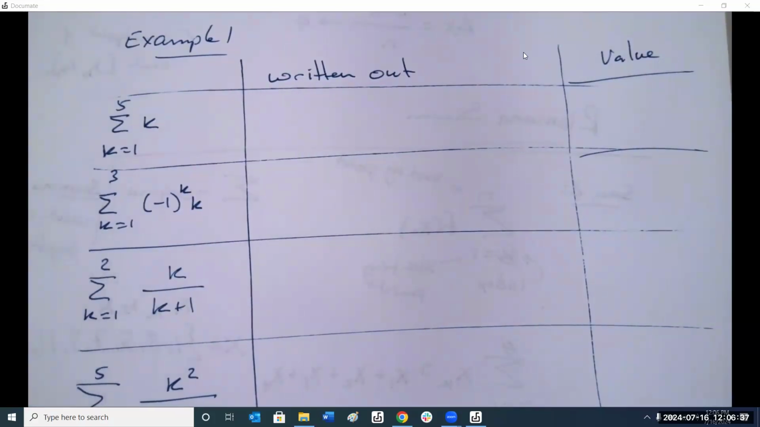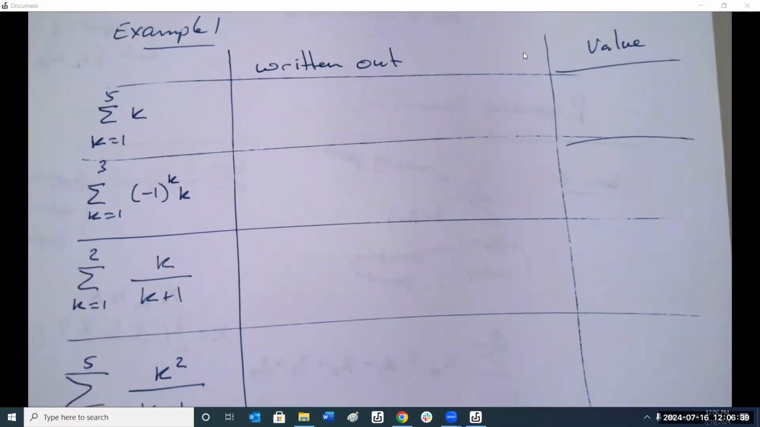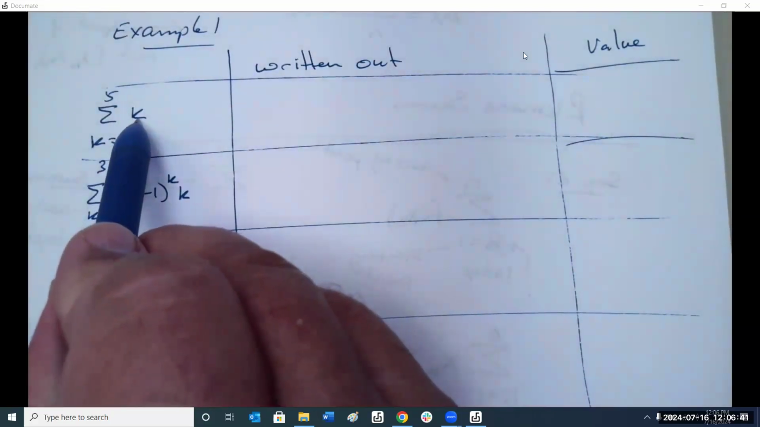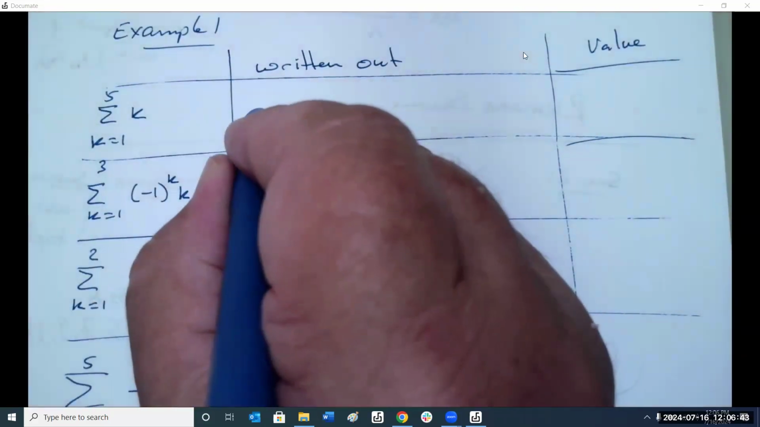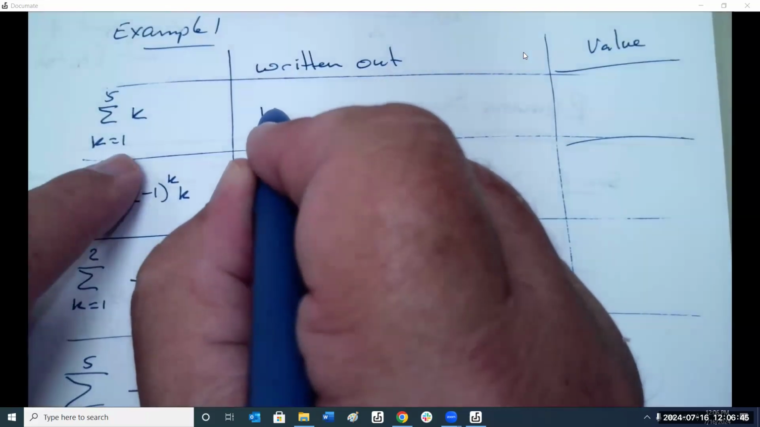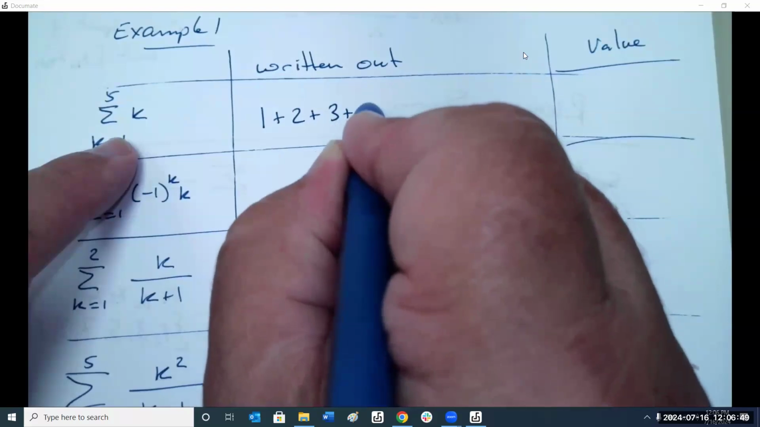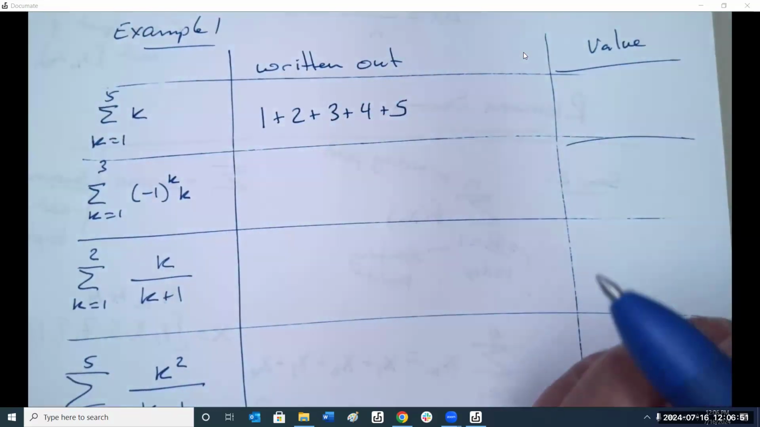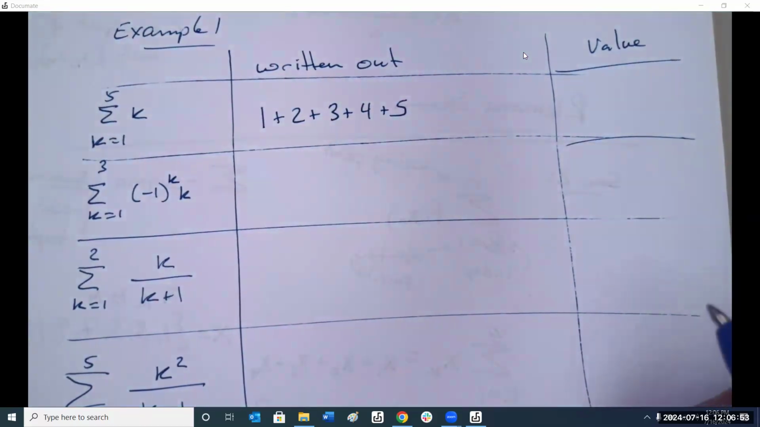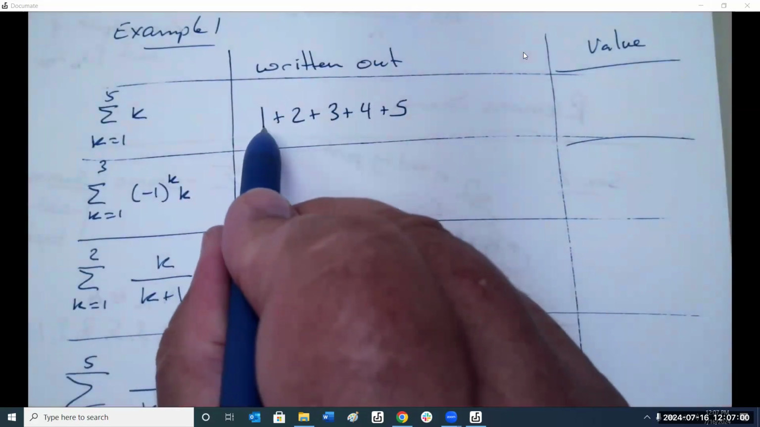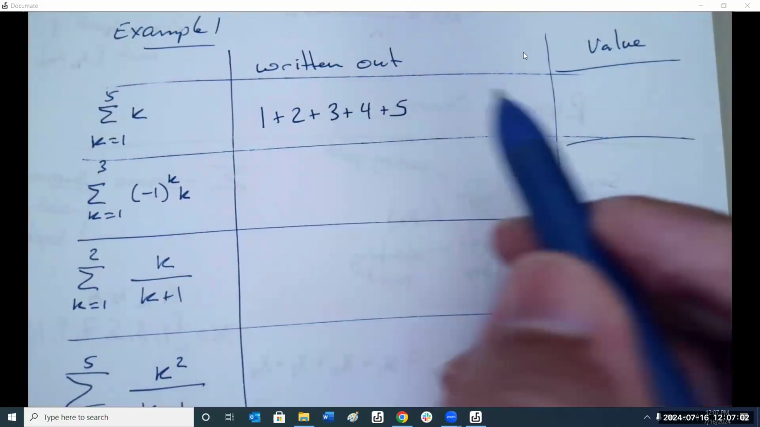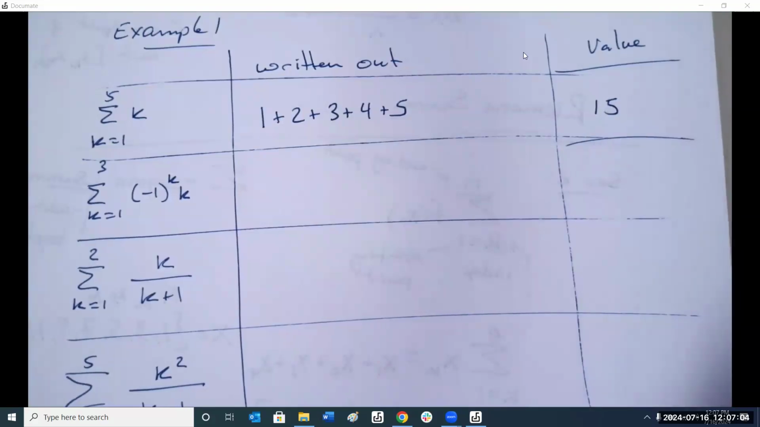All right, so what does the first one tell us? Since our k is the index, it starts off at 1, again goes to 2, then 3, then 4, then 5. We have 6, 12, equals 15.